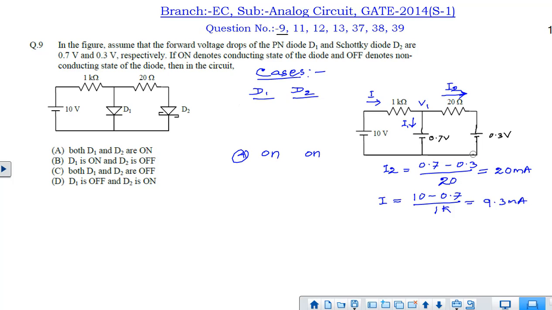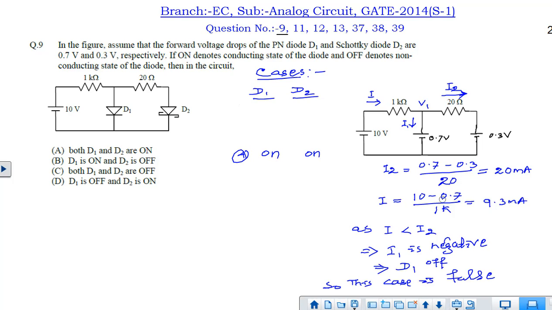So if this is the case, then the I1 current will become upward rather than downward, which means it will turn the D1 diode off, that is, reverse bias. But we have assumed that both are on, so this condition also cannot be true. As the current I is less than I2, I1 will be negative. Negative means it is in the upward direction, so D1 is off, which contradicts our assumption that both diodes are on. So this case is also false.